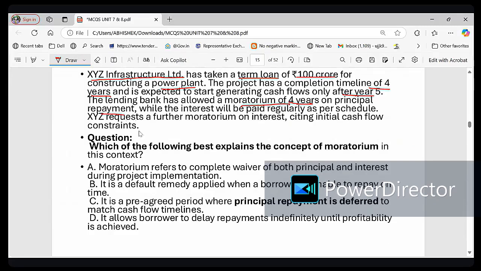But then XYZ comes to the bank and says, we don't even have cash to pay interest right now. Can you also give us a break on that? So the question is, which of the following best explains the concept of moratorium? Option A, moratorium refers to complete waiver of both principal and interest. Option B, it is a default remedy applied when a borrower is unable to repay on time. Option C, it is a pre-agreed period where principal repayment is deferred to match the cash flow timeline. And option D, it allows the borrower to delay repayment indefinitely until profitability is achieved. So what is the meaning of moratorium? That is what is asked here.